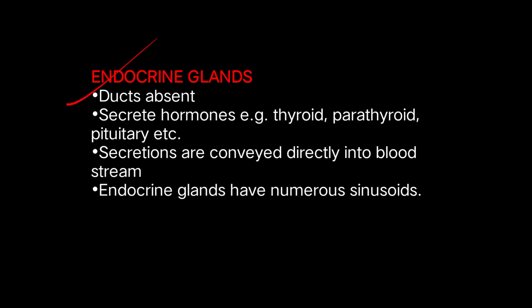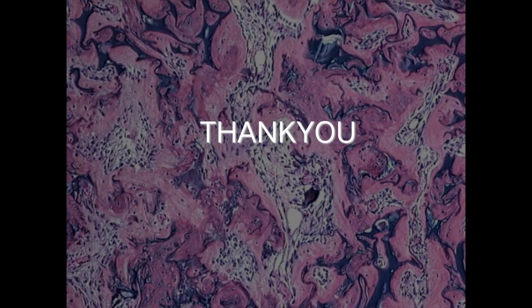After that, endocrine glands. Endocrine gland means ducts are absent, secrete hormones like thyroid, parathyroid, pituitary gland. Secretions are conveyed directly into the bloodstream. Endocrine glands have numerous sinusoids. So this is all about today's class. Thank you.